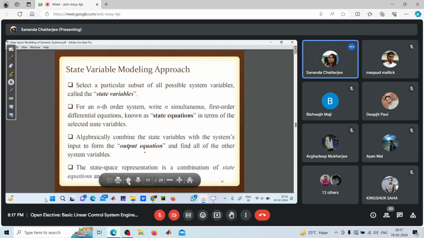Okay, now next we will write an output equation, which is an algebraic combination of the state variables. That is the C matrix we need to write, and these two equations, the state equation and the output equation combined, will represent the state space representation of the system.